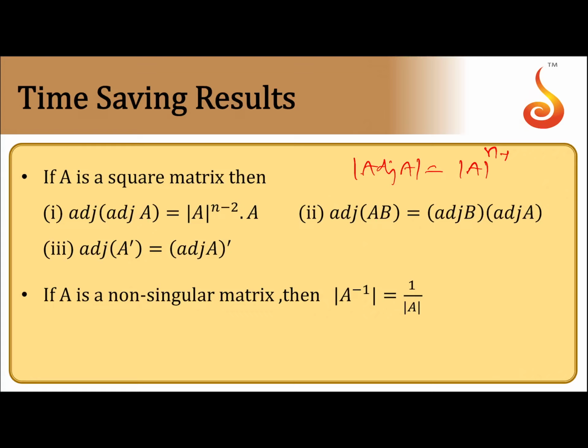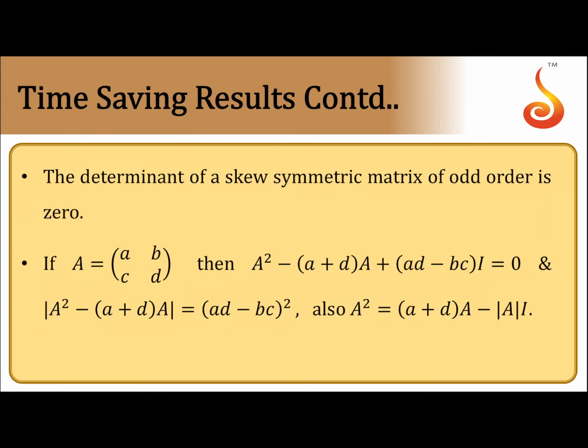For a non-singular matrix, we know that A into A inverse is equal to I. Det of A into A inverse is equal to 1. So det A multiplied by det A inverse is 1. Therefore, det of A inverse equals 1 by det A. Similarly, the determinant of a skew-symmetric matrix of odd order is 0. This is one of the properties of the determinant.